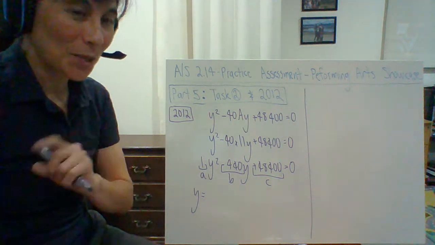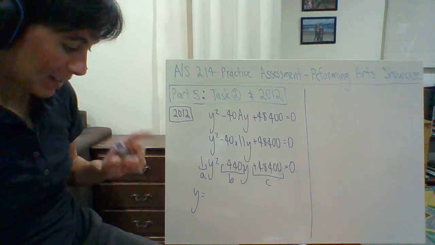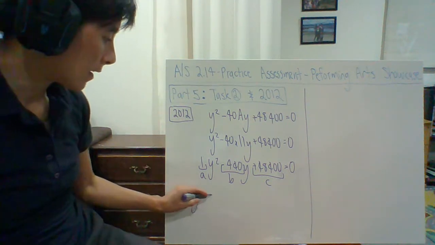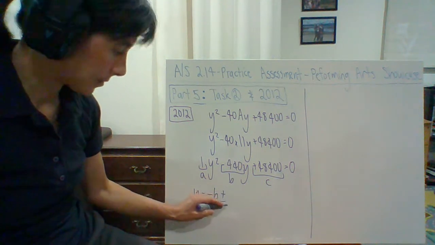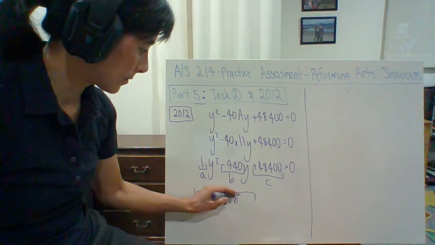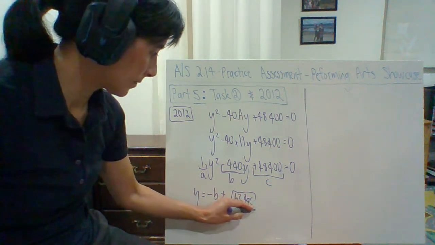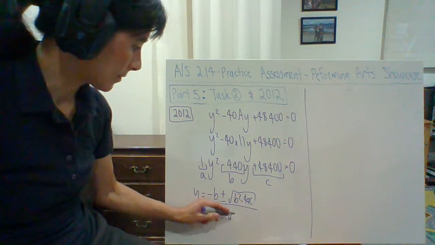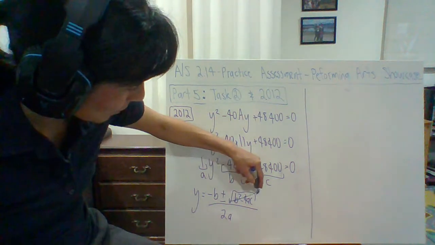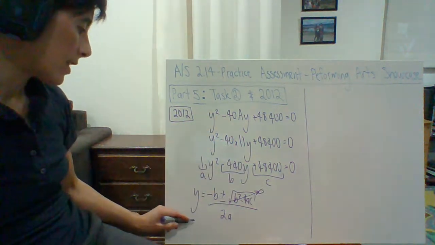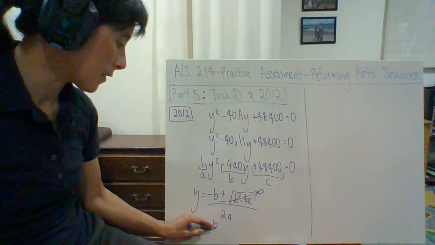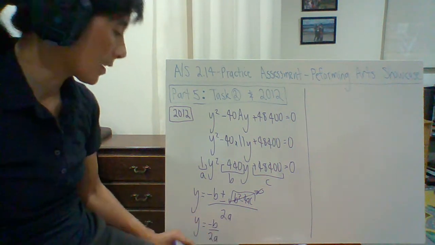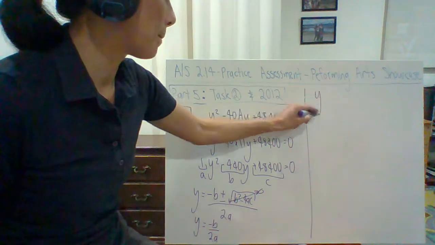Bearing in mind we do know that b squared minus 4ac is actually equal to 0, then what we're going to actually get is that this whole part here will cancel out. So really all we need to work out is when y equals negative b over 2a. So we'll substitute those in now.